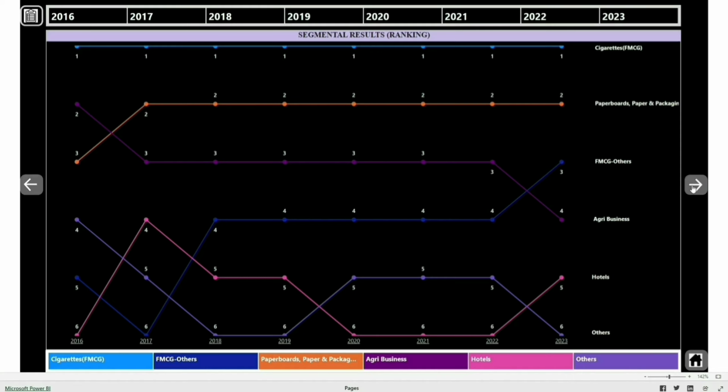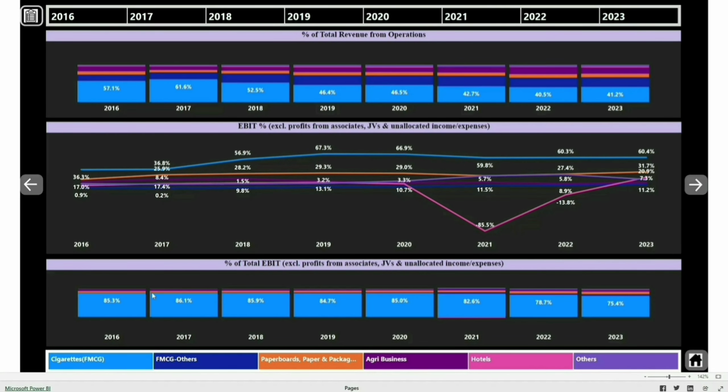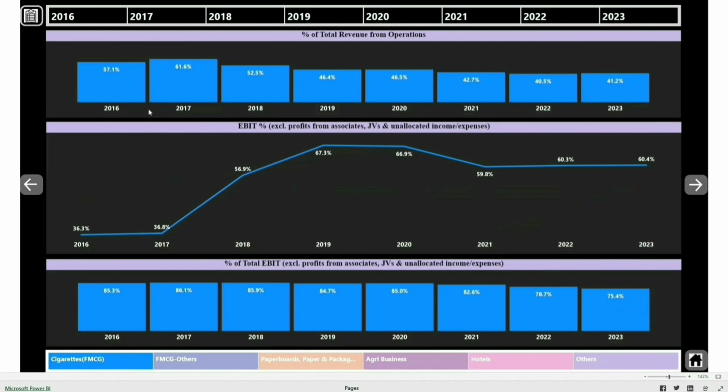Let's click on the next button. Okay, to understand, let's select a business segment, let's say cigarettes. You can see the contribution of cigarettes to the revenue of ITC for the year 2023 happens to be 41.2%, whereas its profit contribution happens to be 75%. You can see the profit margins for the cigarette business. Earlier it was 36.3%. Now it's 60%, right? It needs 12% more to actually go double from here, right?